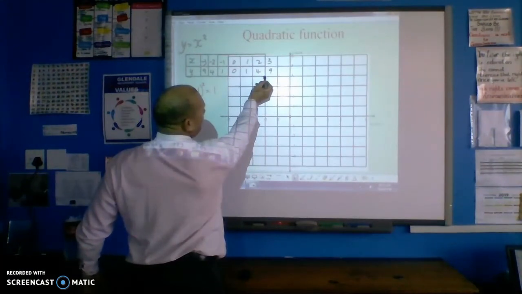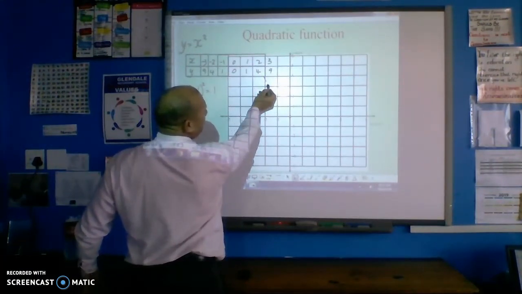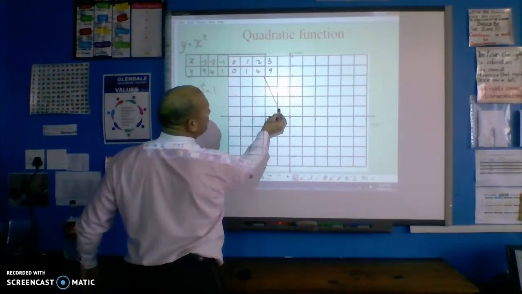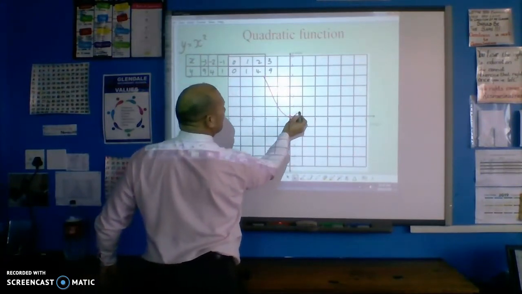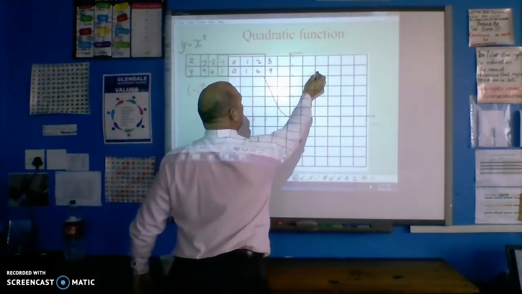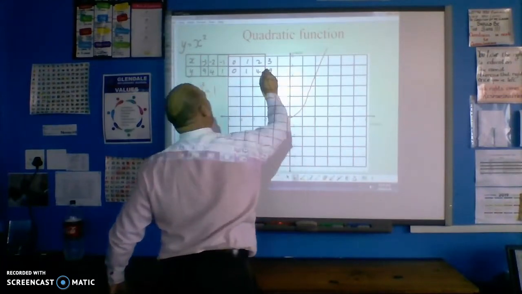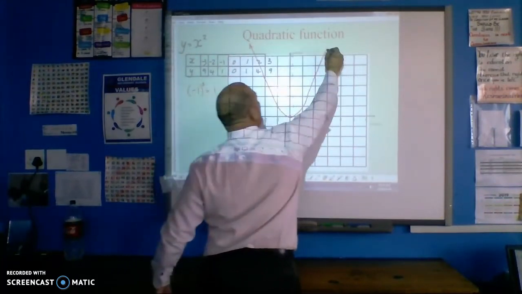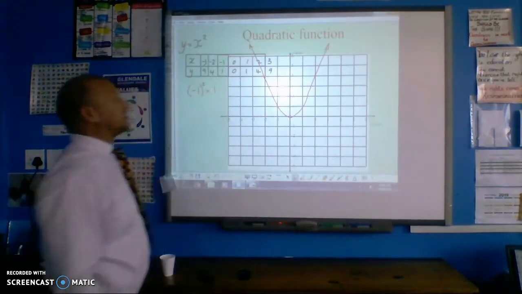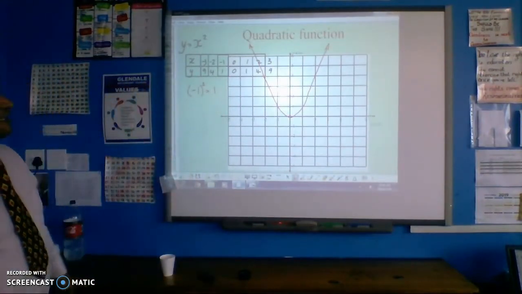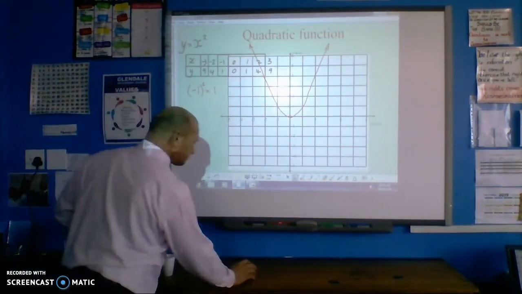How do I draw this graph? I draw one smooth, continuous curve, and I continue through all the points, and that graph will continue in that direction, and it will continue in that direction. So there is my quadratic function.